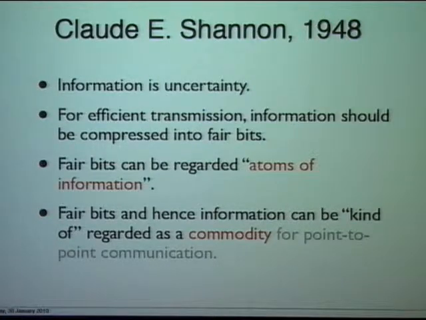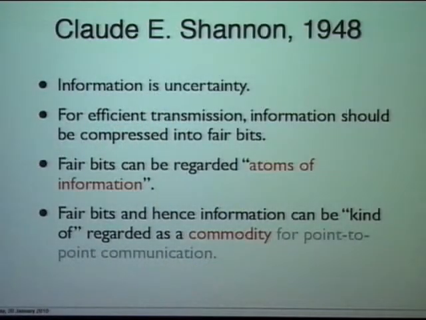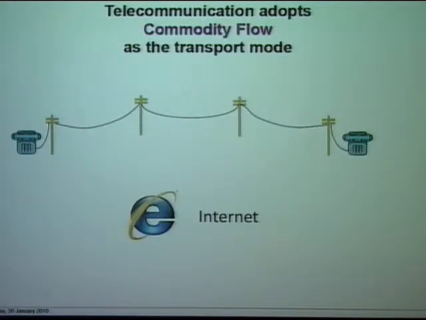And also the message that we got from Shannon's work was that fair bits, and hence information, can be regarded as a commodity for point-to-point communications. So these are some of the essential things that we learned from Shannon in his 1948 work. And there's a reason for me to put these few words in gray instead of in black, as I'm going to explain. Now, this commodity flow view was inherited by the telecommunication industry, namely in the telephone industry and also in the internet that followed.